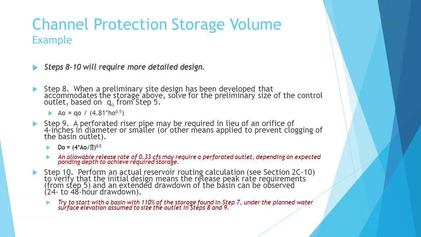I mean, if it's oriented like this, it would be at the bottom, but if it's a pipe like this, it's to the center of your outlet area. So just kind of know that, because sometimes that gets messed up. And then step 9 allows you, once you know the area you have, to calculate the diameter of a pipe if that works for you.